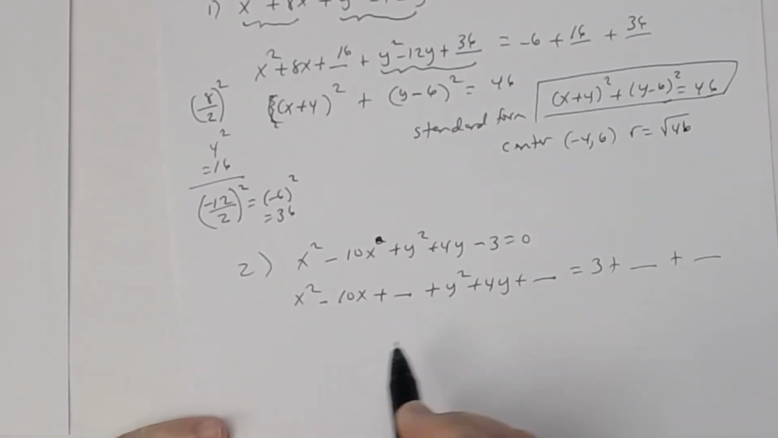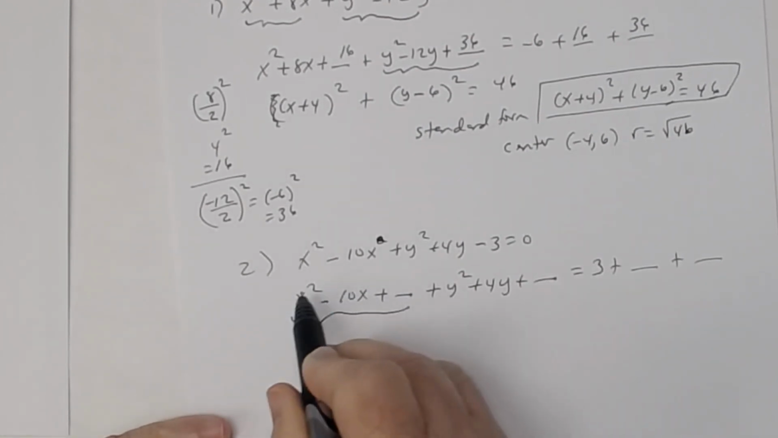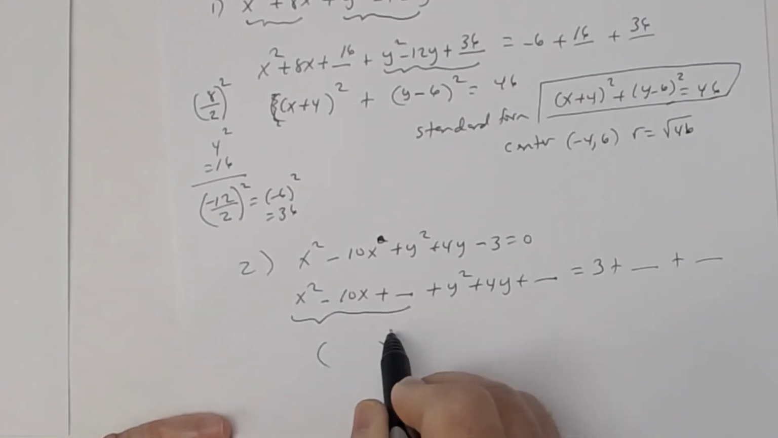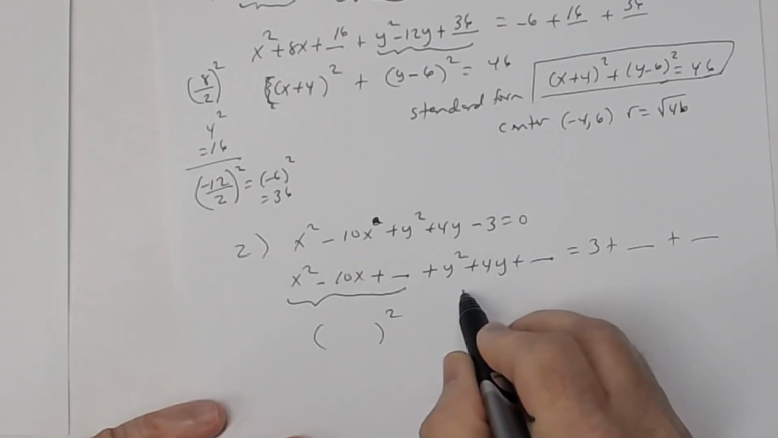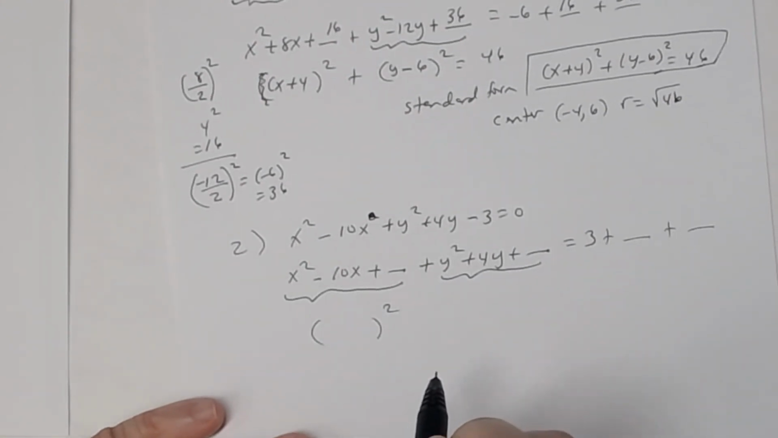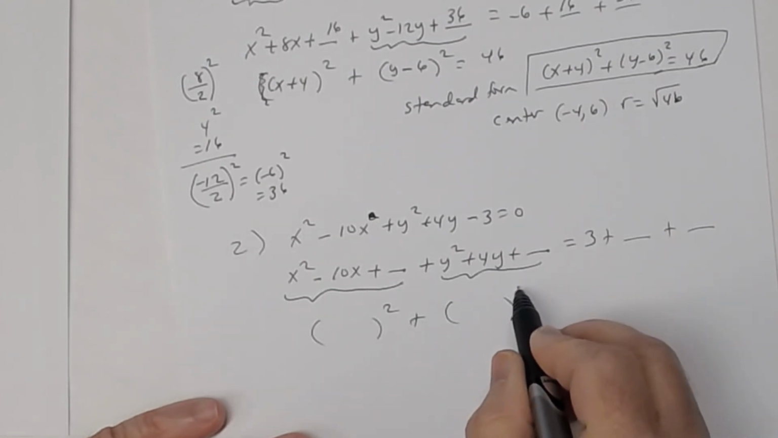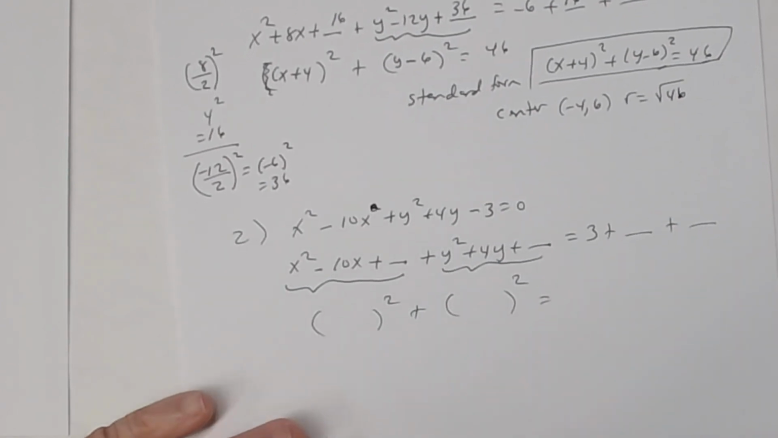Okay? All right, so whatever number I put here, this trinomial should then be a perfect square trinomial, which means I can factor it as a binomial squared. Same thing here. Whatever number I put here should then be a perfect square trinomial, which means that when I factor it, it will be a binomial squared, and then equal whatever those three numbers add up to be.